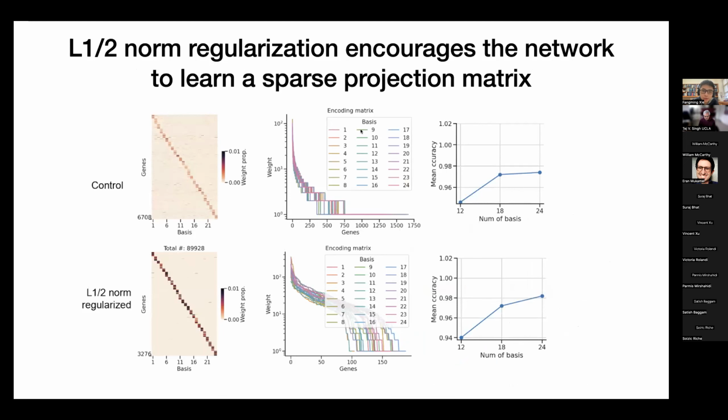Without the sparsity constraint, each basis learns a subset of genes, but you see this long tail of events where many genes were assigned only a very small weight. With sparsity regularization, you can try to reduce those genes that are assigned a very small amount of weight and learn a more compact projection. And in either case, we can reach an accuracy of more than 95%.